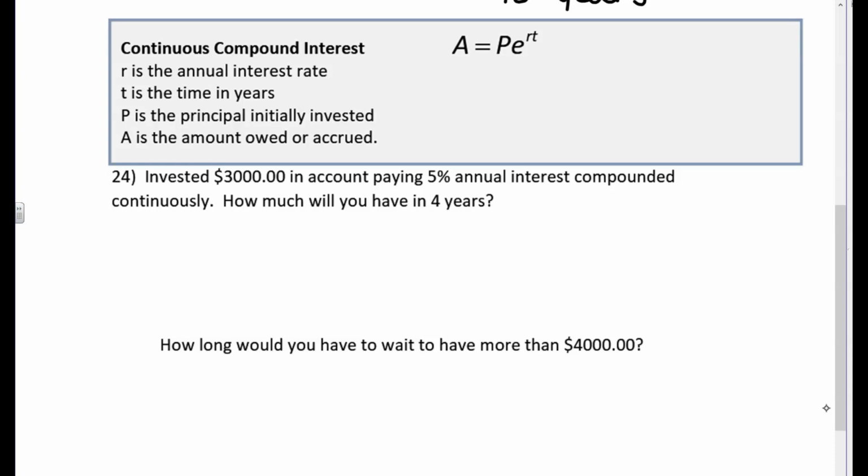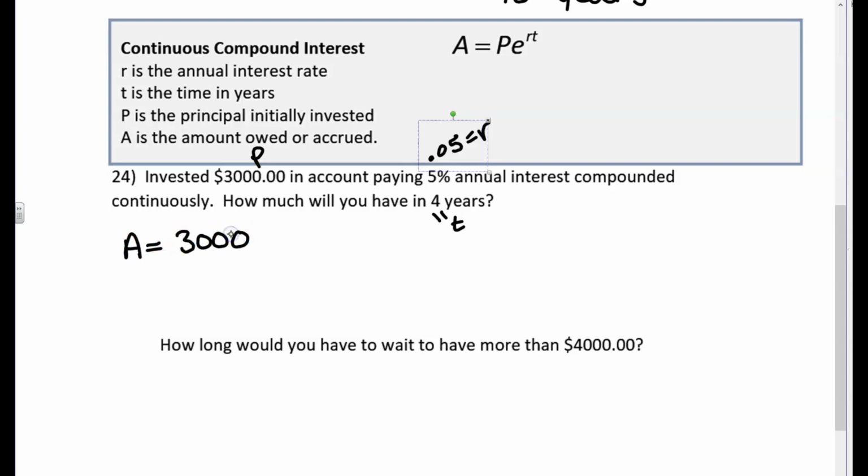So let's look at this. Invest $3,000 in an account paying 5% annual interest compounding continually. How much will you have in 4 years? So 3,000 is my P, that's where I start. 0.05, that's my rate. And I want to know how much I'll have in 4 years, that is my t. And we're trying to find how much I will have, that's my current value, that I'm trying to find, A. This is a plug and chug problem.